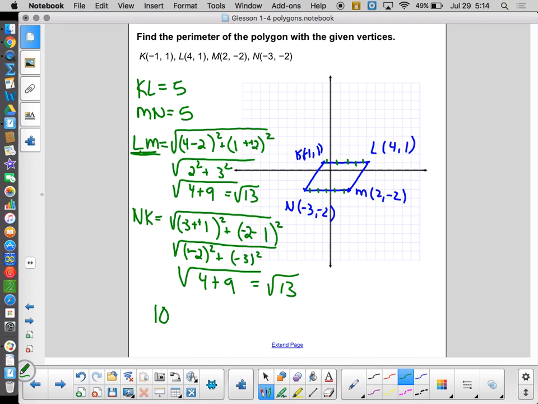So it's 10 plus the square root of 13 plus the square root of 13 for my perimeter. You could have said that's 10 plus 2 root 13 if you want to leave it exact. But again, we probably wouldn't do that. We'd probably type 10 plus 2 root 13 into our calculator and get about 17.2. So applying the distance formula, applying the coordinate plane, looking for horizontal and vertical, that certainly helps me.